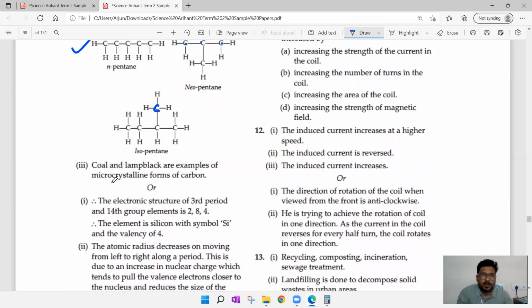Next, while coming to microcrystalline, you try to understand coal and lamp black are examples. Of course, it is not there in the textbook, so just you have observed here now, so it will be fine.